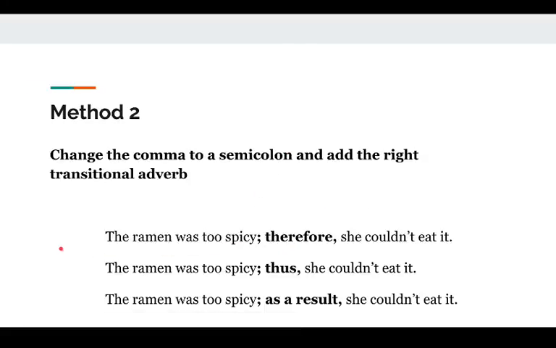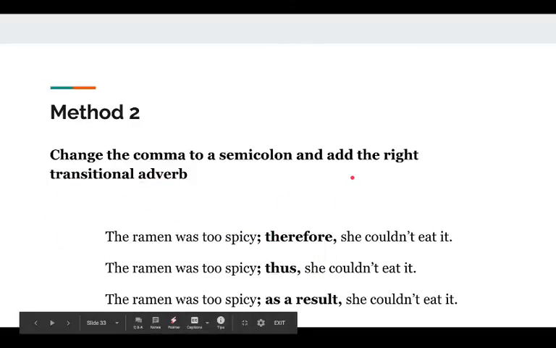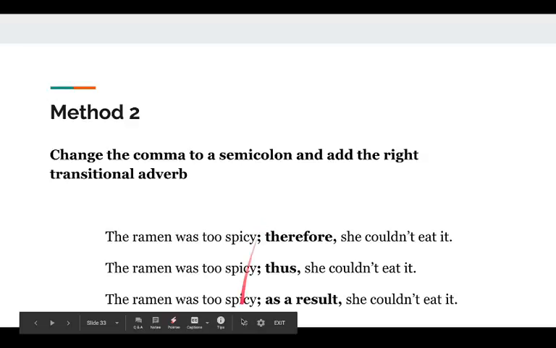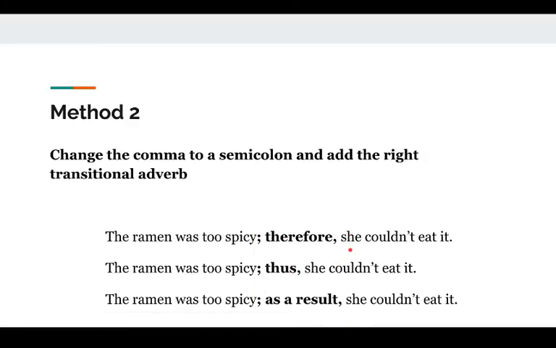The second method here is to change the comma to a semicolon and add the right transitional adverb. I gave three examples here because there are so many transitional adverbs, so it really is up to the writer's preference on what they want to use. In this first sentence: the ramen was too spicy, semicolon, transitional adverb, which I use "therefore" here, therefore, comma, she couldn't eat it. So I don't repeat myself throughout all three sentences, you always have the semicolon and the comma before and after the transitional adverb.